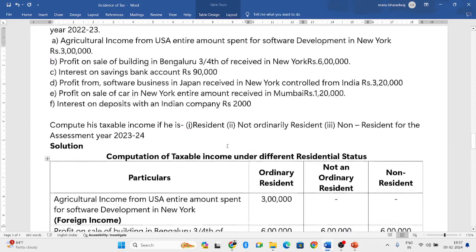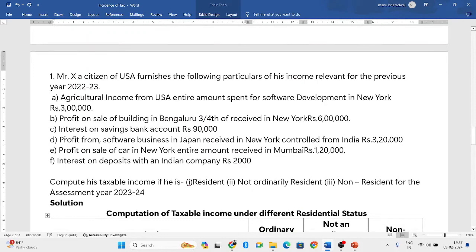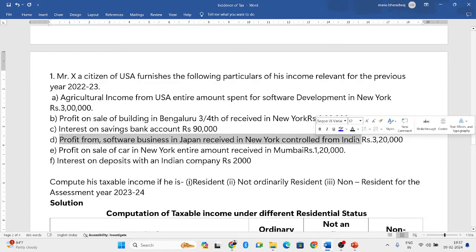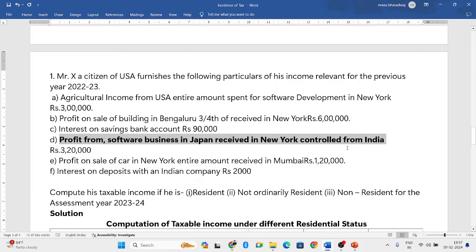Next, profit from software business in Japan received in New York, controlled from India. Very, very important transaction. Please pay your attention here. Profits from software business in Japan. So you are running a business in Japan, and you have earned a profit from that. That particular business is controlled in India and the amount you have received in New York.